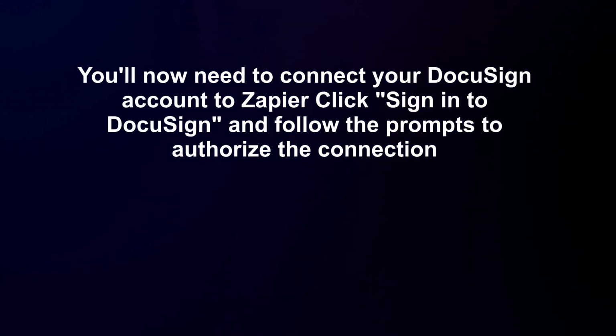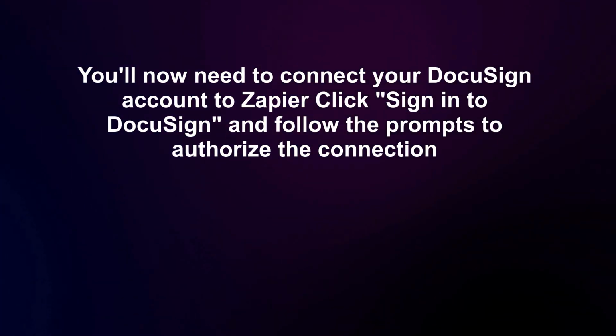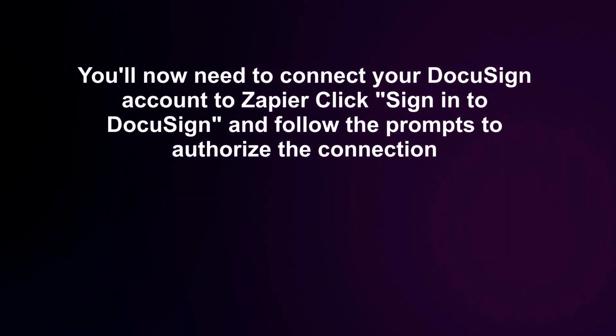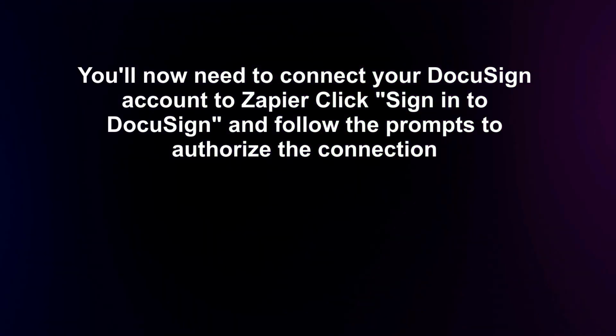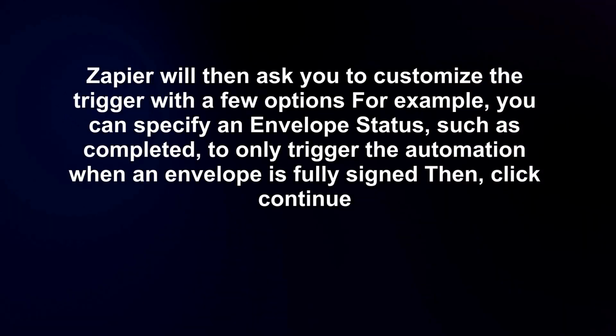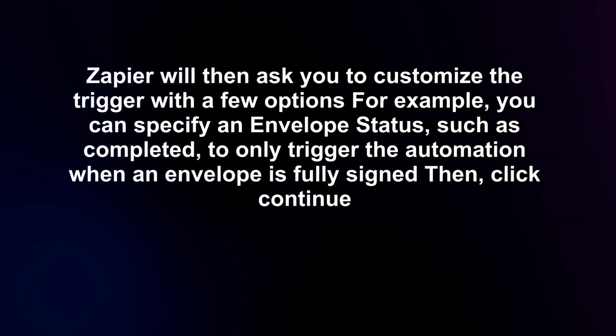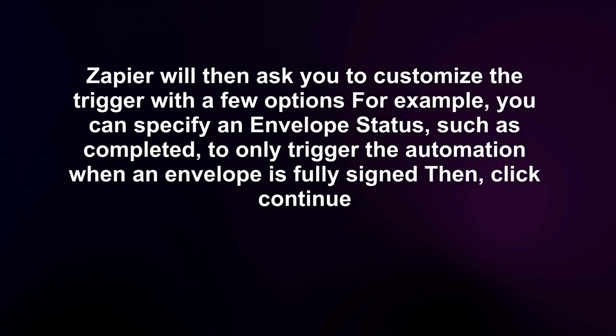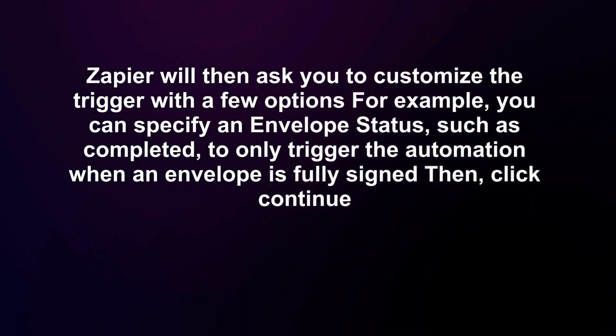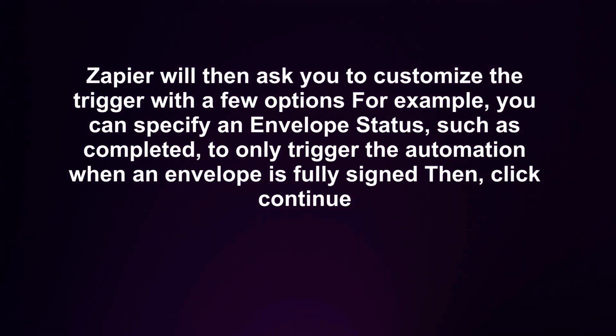Click Continue. You'll now need to connect your Docusign account to Zapier. Click Sign into Docusign and follow the prompts to authorize the connection. Zapier will then ask you to customize the trigger with a few options. For example, you can specify an envelope status, such as completed, to only trigger the automation when an envelope is fully signed. Then, click Continue.